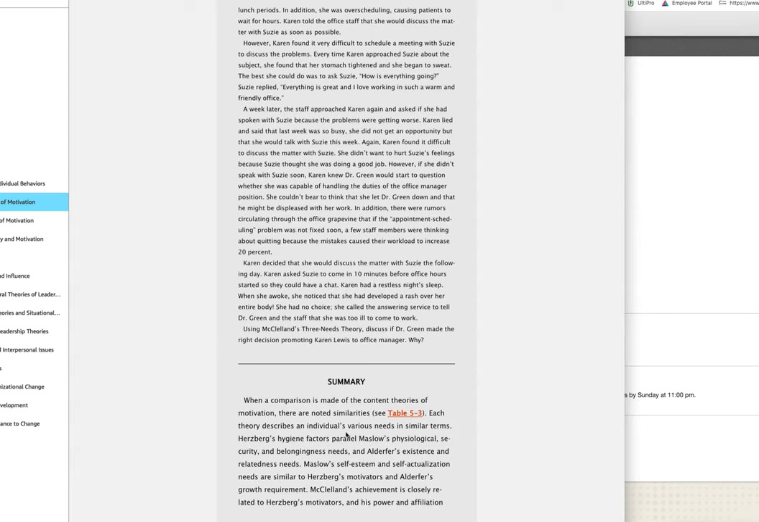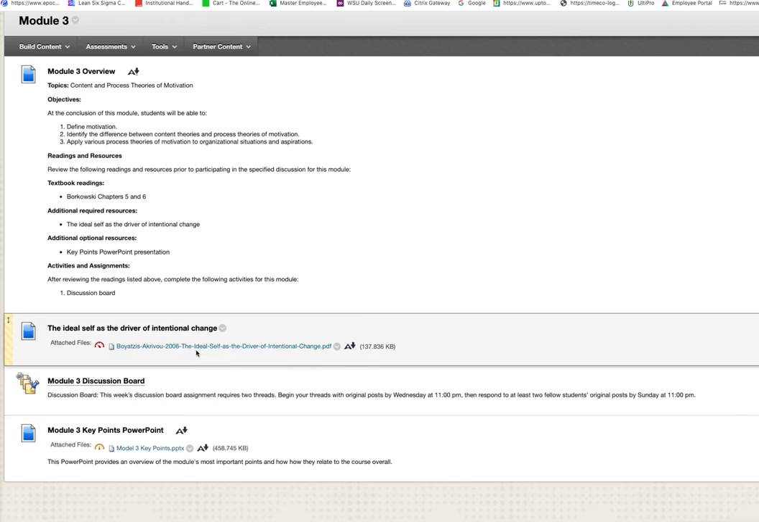But the problem, as I see it, is this word, the ideal self, is a driver of intentional change. That word self is the problem, and I'll show you why. If he had just said the aspiration to be better as the driver of intentional change, nobody would have any problems with it.